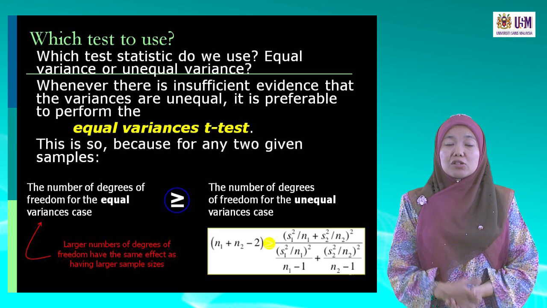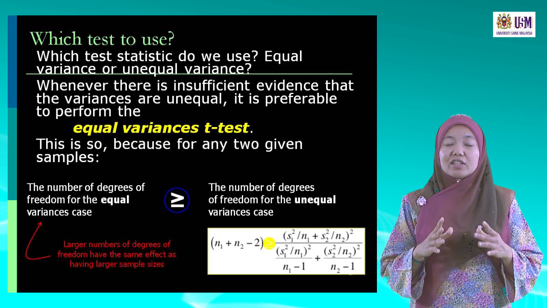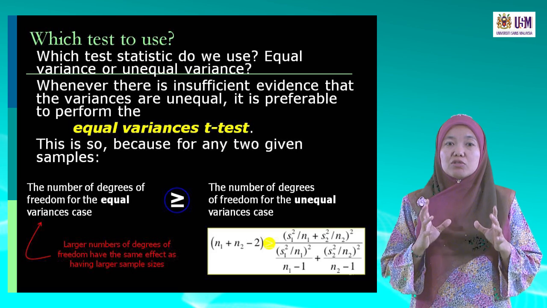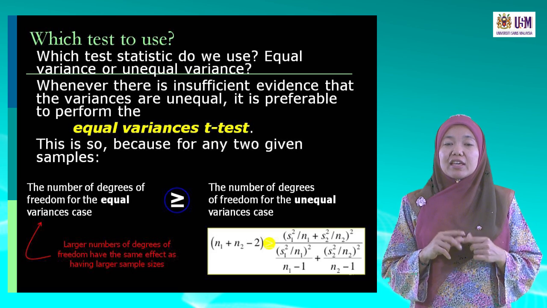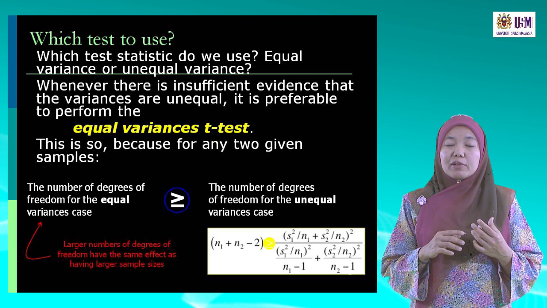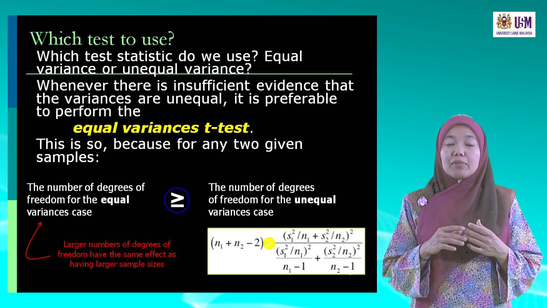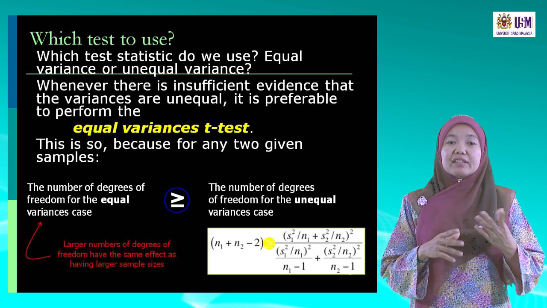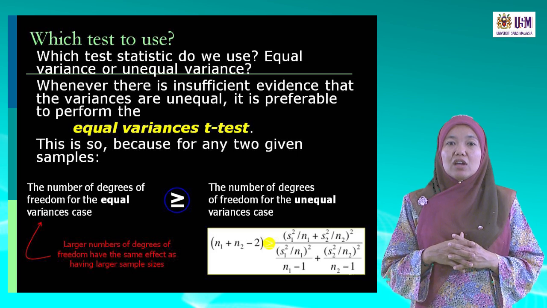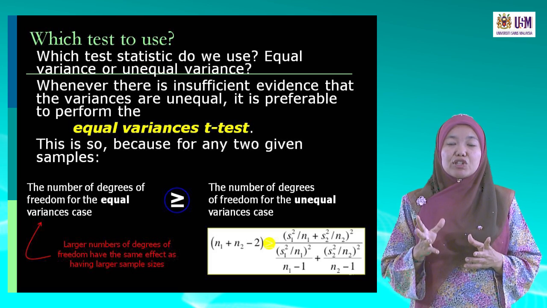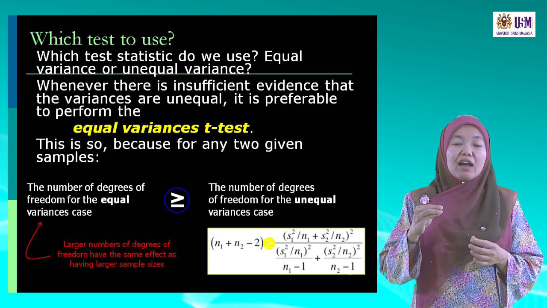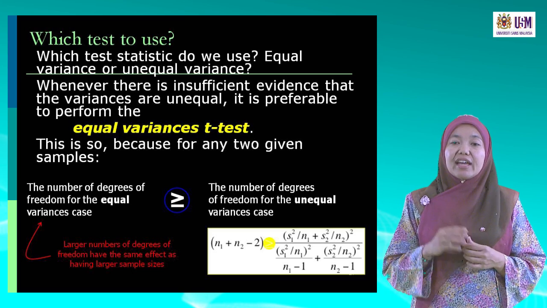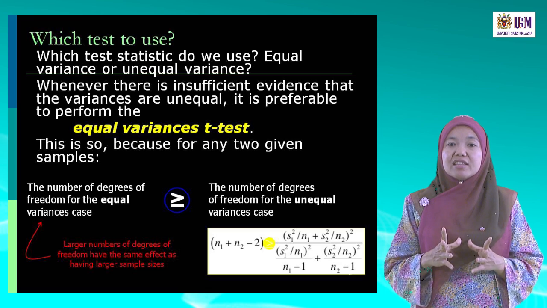Okay, the question that you need to be asking yourself now is which test to use. To compare two populations using the t-test, you have three different types of formula. For the matched pair, it's very clear that when your two populations are paired together, you need to use the matched pair or mean difference test. But in the case of unequal or equal variance, which test statistic do you need to use? The key here is that whenever there is insufficient evidence that the variances are unequal, even if variance is unknown, it is preferable to perform the equal variance t-test.